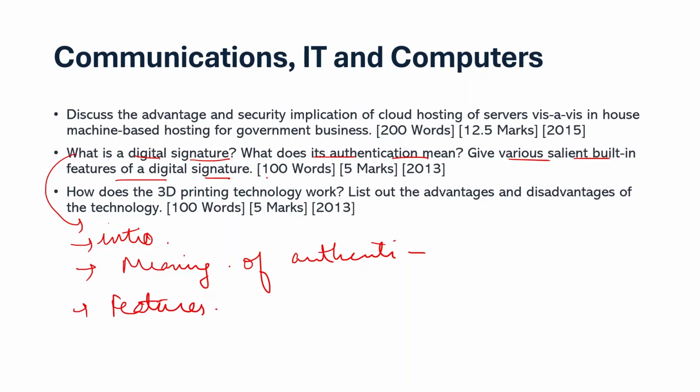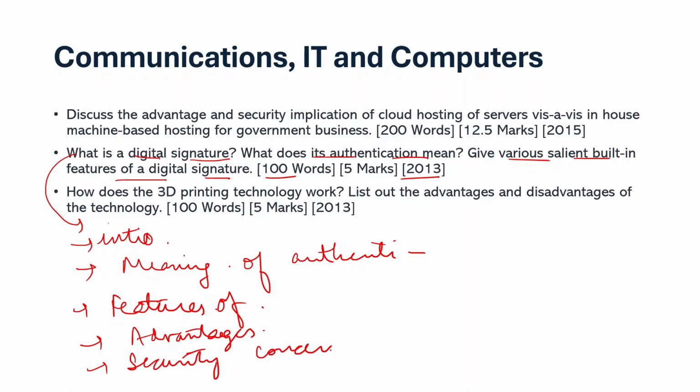Then because it is only 100 words, in 2013 the pattern was different, so even questions of 100 words were asked in those years, right? So basically if a question like this is asked today for 10 marks, you can just write about features and its advantages, right? And if you want, you can also write about security concerns, right? And then you can conclude. So even in your conclusion you can write about security concerns, or you can write it as a separate heading and then conclude suitably, right?